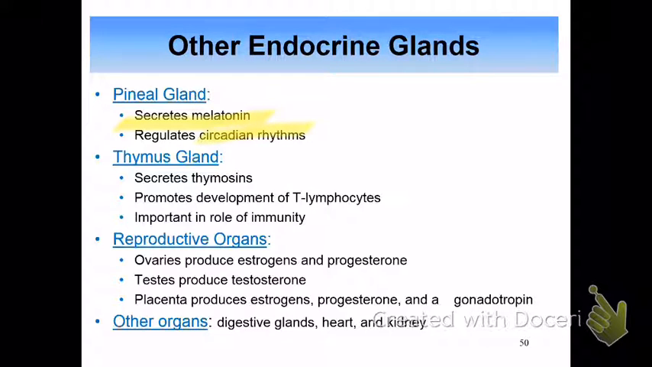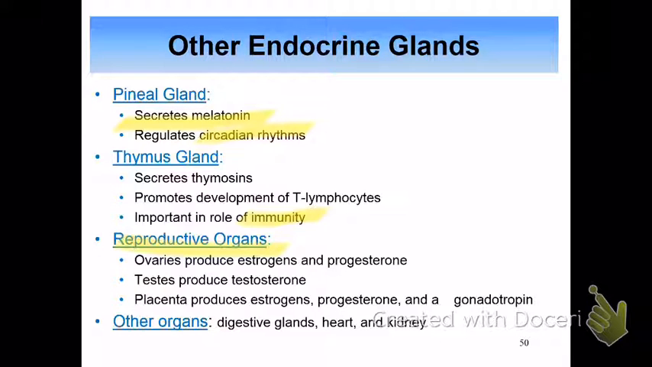Okay, the thymus gland secretes thymosins. This is going to be immunity. Thymus gland promotes the development of the T cells and immunity, and that's what the next lecture's on: blood cells. And then reproductive organs, of course, we're going to talk about this, but at the end of the course when we do reproduction.